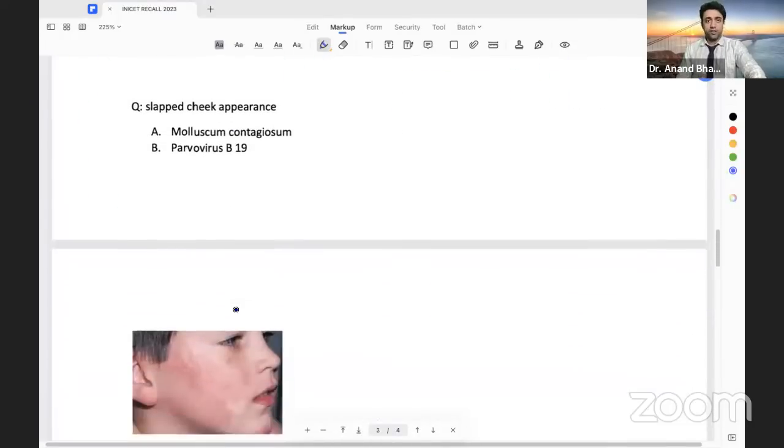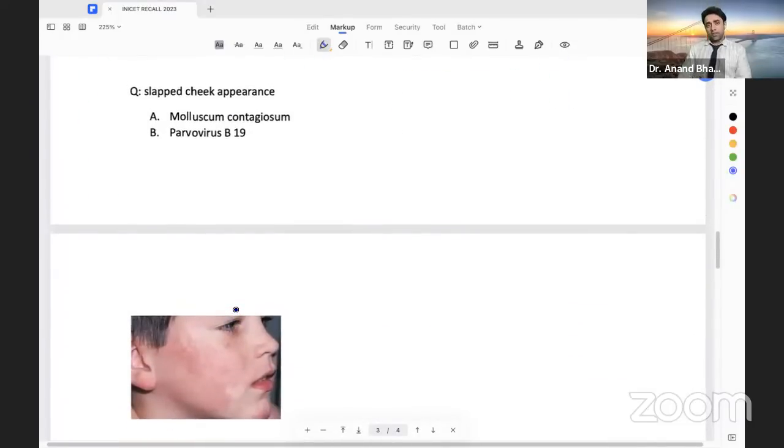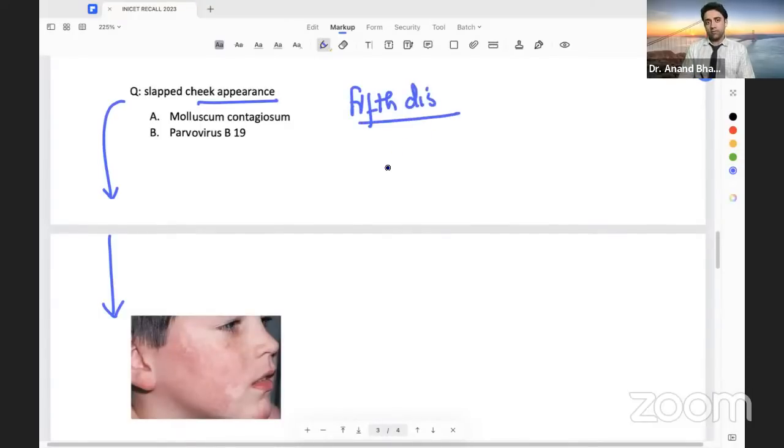Okay. Next question. Slap cheek appearance, very wonderful question. Again, one of my juniors, Dr. Dhiranjan from Ranchi, told me a slap cheek appearance question was there. As we all know, slap cheek appearance is also known as fifth disease. And one very important thing: it is caused by what? It is caused by parvovirus B19. We have fifth disease and sixth disease; these questions in FMGE, NEET, INICET are repeated very, very many times. So slap cheek appearance is also known as fifth disease.